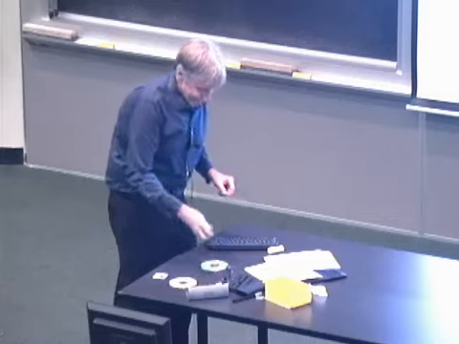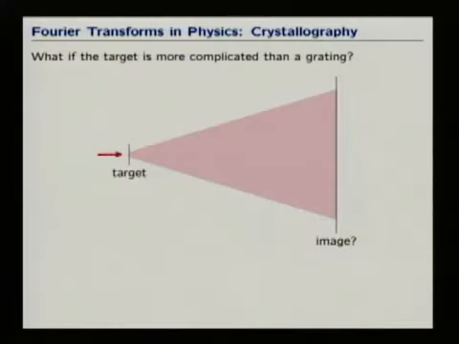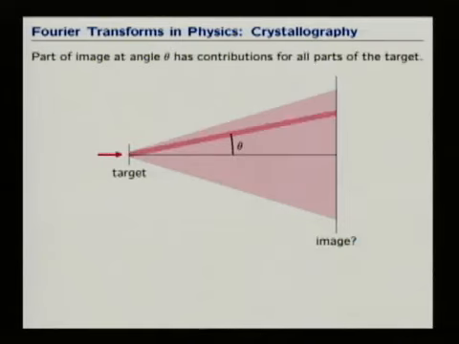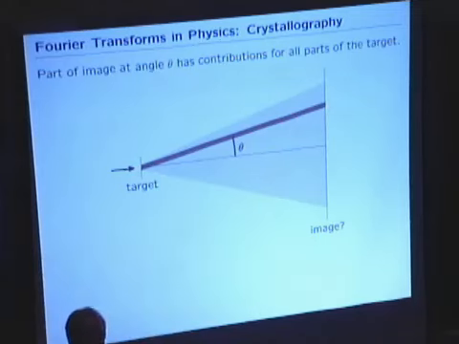So the idea was, what would happen if the target is more complicated than a grating? The way to think about this is to think about, just like in the case of the grating, if you collect the light that hits the far field, that hits a point in the far field came from all over the target.